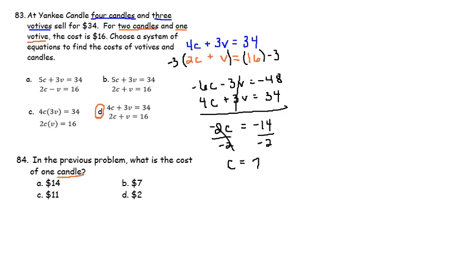And notice here, if you got a negative answer, you've done something wrong, because a candle is not going to cost a negative amount. So if you have a word problem and you're solving it and you get a negative answer for a cost, go back and check to see what you've done, because some sort of mistake happened somewhere.